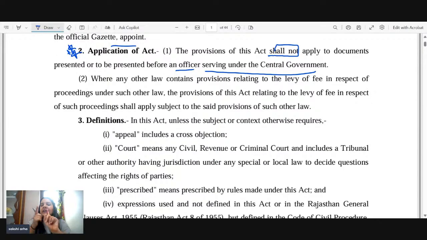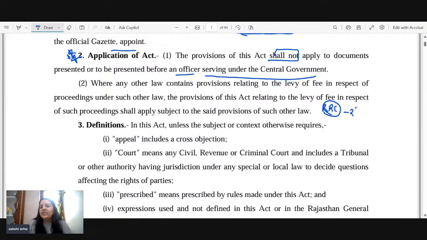Okay, first thing. Second thing, if there is any other special or local law which is providing its own fees. For example, the ideal example for this is the Rajasthan Rent Control Act. If we see section 28 of the Rajasthan Rent Control Act, there is already court fees provided. Okay, that अगर revision का suit होगा तो this is the court fee. अगर eviction का suit होगा तो this is the court fee. So they have specifically provided the court fee.